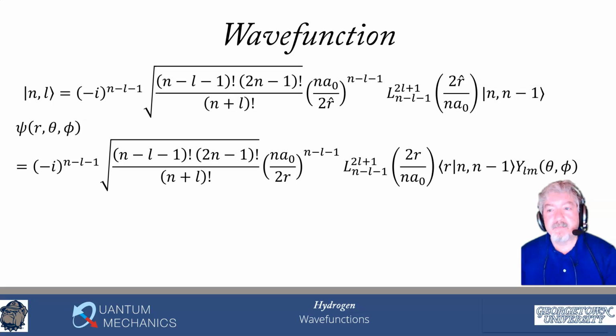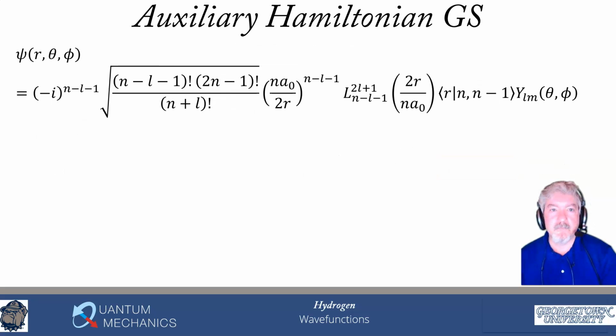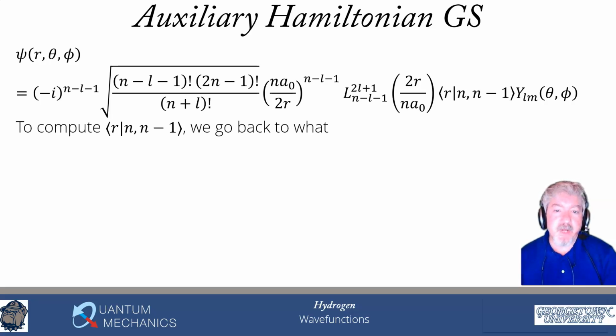When I operate the bra on this operator, because it's a bra of r hat acting on that state, it just gives r. So I can pull the power of r out, replacing the r hat with an r, and I can pull that Laguerre polynomial out, replacing the r hat with an r. And of course, the numbers get pulled out as well. So I'm left with the auxiliary Hamiltonian ground state. That's the bra of r with n comma n minus 1. And then I'm left with these other factors in front. All right, so we have to calculate this auxiliary Hamiltonian ground state.